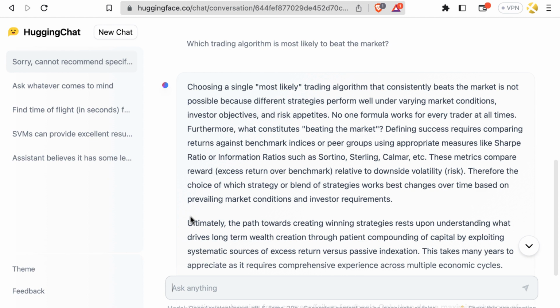Investor objectives and risk appetites. No one formula works for every trader at all times. Furthermore, what constitutes beating the market?